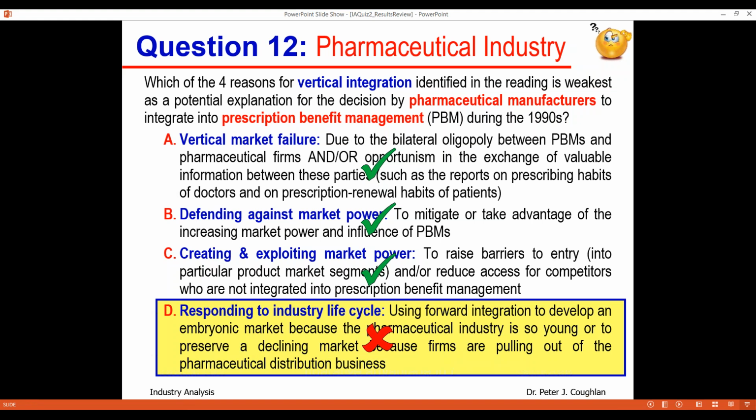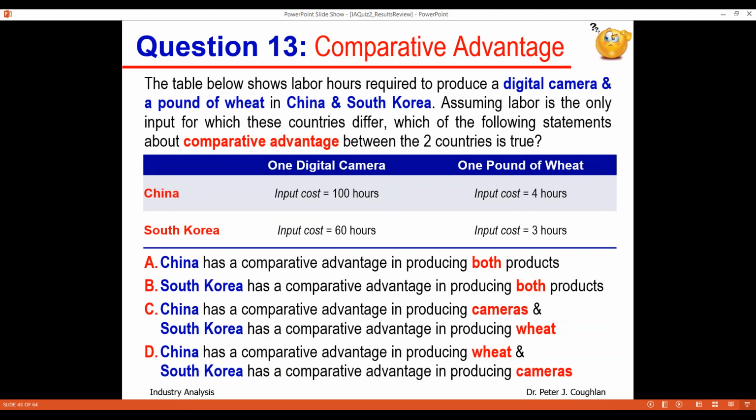All right. Whew. So now we're moving in. The last set of questions are all about the global strategy segment. So in the first question here, question 13 about comparative advantage, and this was a challenging question, the table below shows labor hours required to produce a digital camera and a pound of wheat in China and South Korea, assuming labor is the only input for which these two countries differ. Which of the following statements about comparative advantage between the two countries is true?